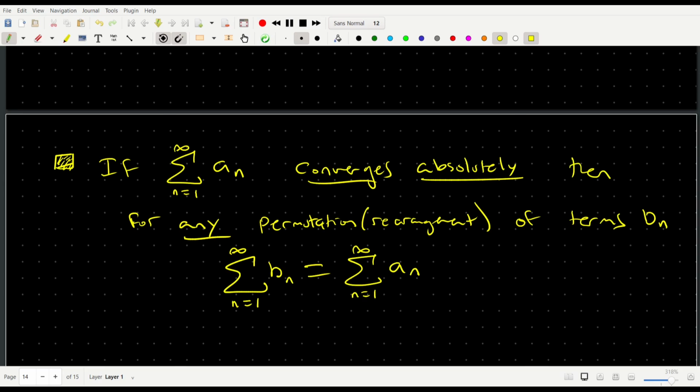So this is why absolute convergence is so special. It basically says that an absolutely convergent series doesn't care about the order in which its terms are added, but a conditionally convergent series does care. It does depend on the order in which the terms are added. And I think this is all that we need to talk about for these two concepts.